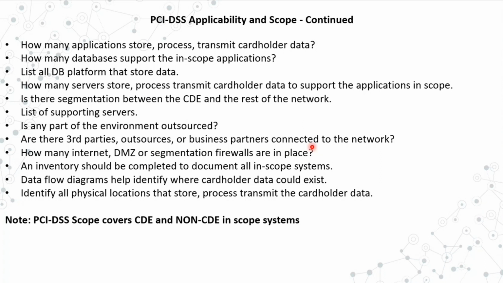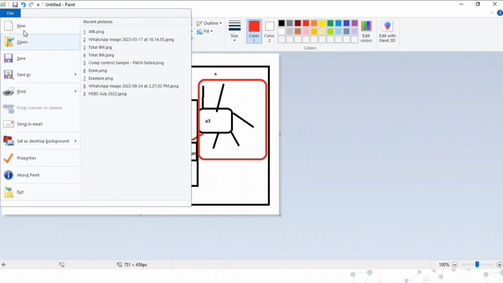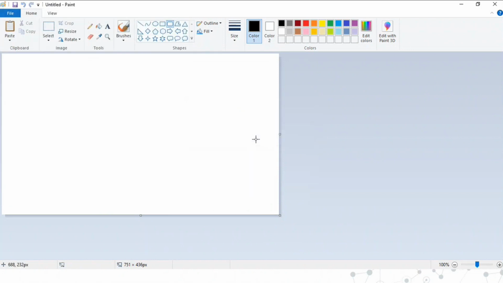There is one thing where we talk about the external communication. Okay, so till now we discussed the data which is coming to your environment and then going to the payment gateway, or further to the bank.